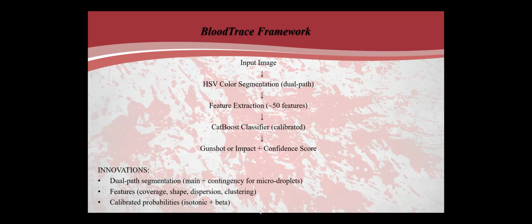So this is our framework. We start with an input image and run it through segmentation. We have a dual path segmentation, which we'll cover in an upcoming slide. From those segmented regions, we extract features, which we feed into a CatBoost classifier. It's a gradient boosting algorithm that works really well with tabular data. We also calibrate the outputs using isotonic regression and beta calibration, so that when the model is 80% confident, it is actually 80% confident. Finally, it gives the output with the prediction along with the calibrated score.